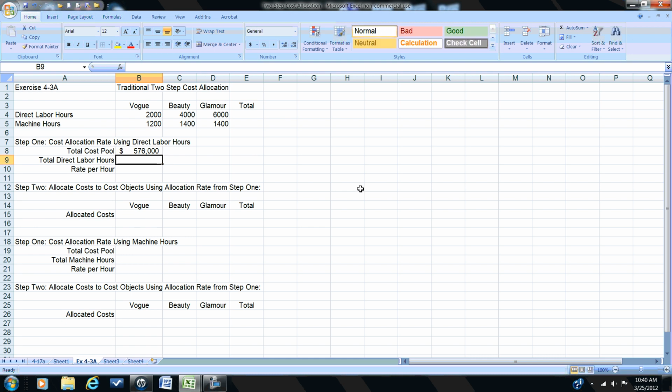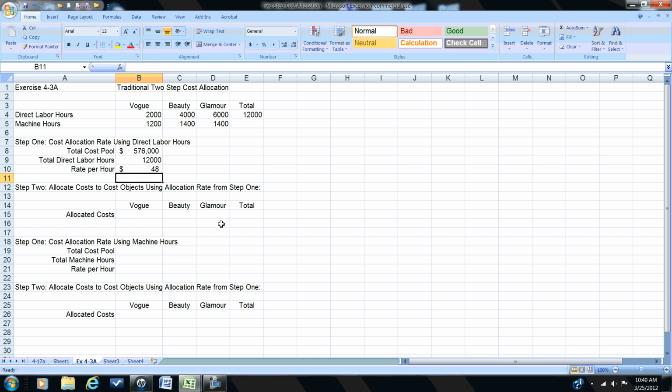And now we're going to be looking at total labor hours. Our total labor hours are going to be the sum of the labor hours for each of our three products. So we'll sum them up. So we have 12,000 labor hours. We're going to use those labor hours to allocate our cost. So our rate is simply the cost divided by the total labor hours. And that is a rate of $48 per hour.